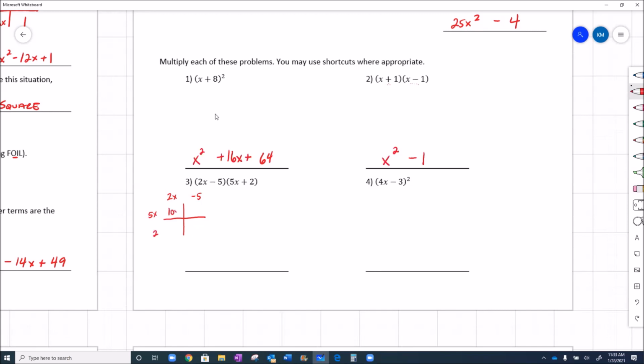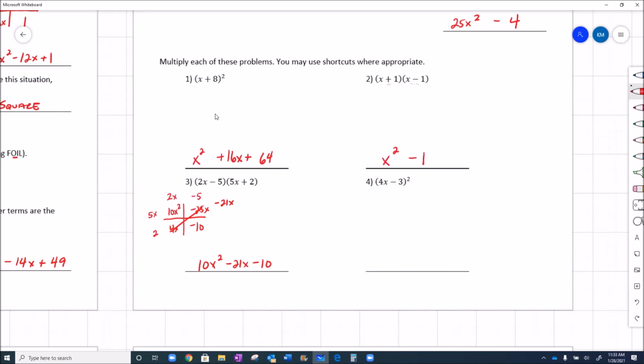So we have 10x squared minus 25x, 4x minus 10. Combine our like terms here. So we get 4x and negative 25x gives me negative 21x. Writing everything out, 10x squared minus 21x minus 10.